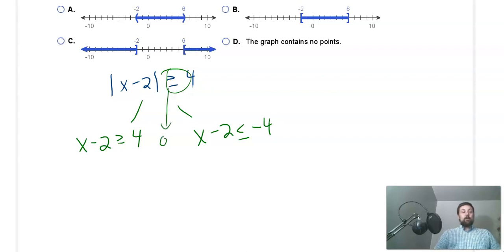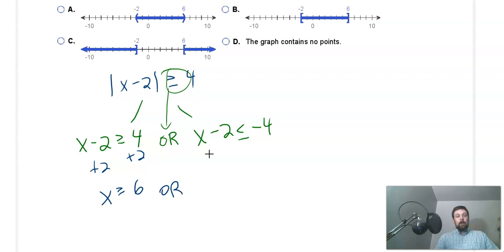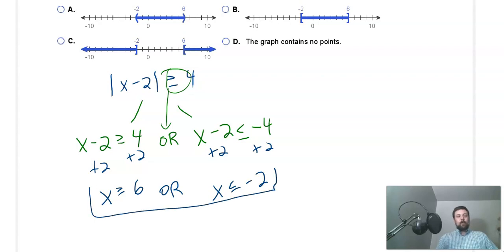Greater than is going to make this an OR. This will be an OR compound inequality. And then you just solve it as an OR, right? You solve it as a compound inequality, which means get x by itself. So I'll add 2 to both sides here. We'll get x is greater than or equal to 6. Or here I'll add 2 to both sides. And I get x is less than or equal to negative 2. And that's solving the absolute value inequality. That's what you should get.